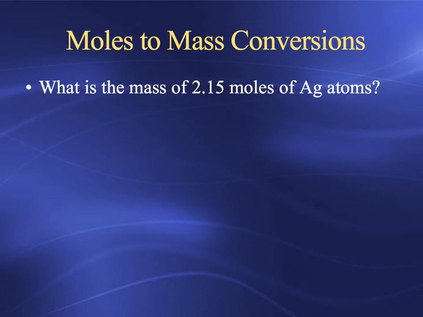So this question says, what is the mass of 2.15 moles of silver atoms? So start with what we were given. We were given 2.15 moles of silver. I want to get rid of moles of silver and turn it into grams of silver. To do that, I need the molar mass of silver. And you're going to see this abbreviated as a cursive capital M. So in the future, when it's asking about molar mass or it gives you a molar mass, you will see it as a cursive capital M.